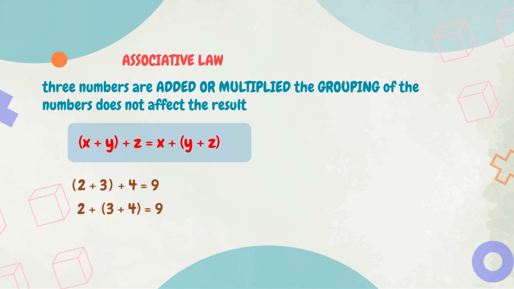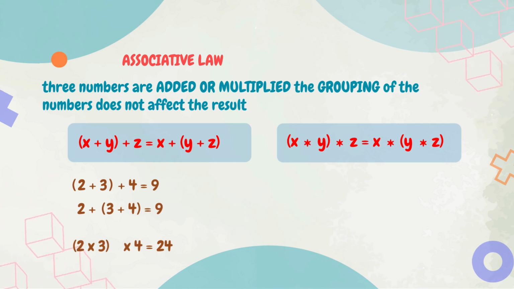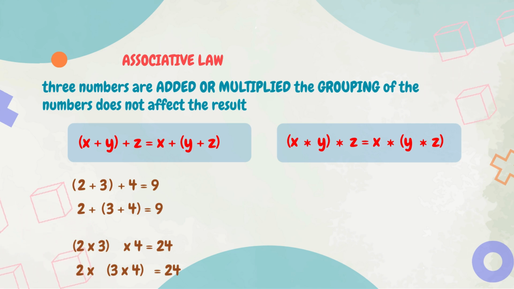For multiplication, if 3 numbers are x, y, and z, then (x times y) times z is equal to x times (y times z). For example, when multiplying 3 numbers 2, 3, and 4, multiplying 2 times 3, then times 4 gives 24. Likewise, 3 times 4 then times 2 also gives 24. So both addition and multiplication are associative. Grouping the given numbers differently when adding or multiplying still gives the same result.